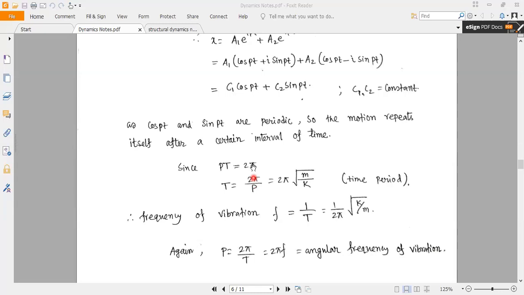Now you know that the value of P is equal to root under K by M, right? P is equal to root under K by M. So it will be 2 pi into root under M by K, where m is the mass of the spring-block system and k is the spring constant. Is it clear? Yes, sir. Please take 5 seconds to digest it.